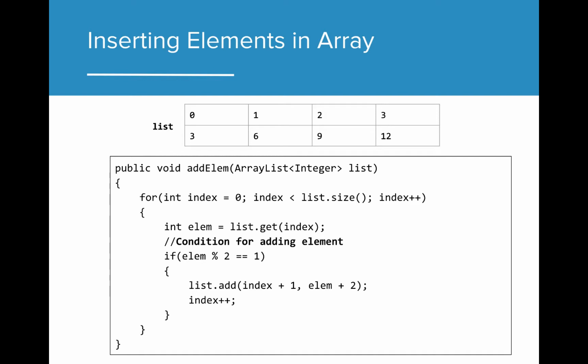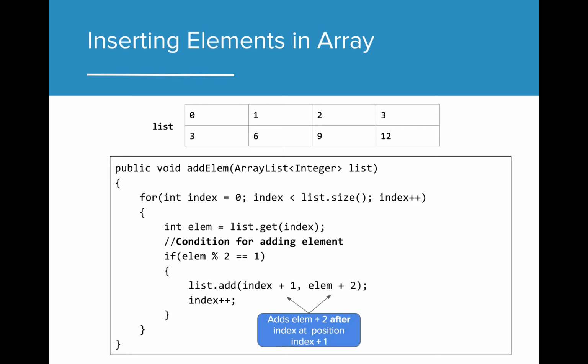Using the standard algorithm for inserting an element, we can create this method with a couple of small adjustments. First, the if statement in this method is testing to see if the value at the index is even or odd. If the value is odd, then the if statement will evaluate to true and execute the code within the if statement. If the if statement executes, the first command adds the value plus 2 at the index plus 1.